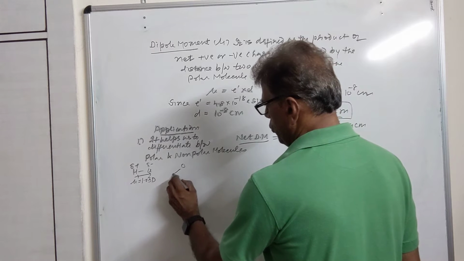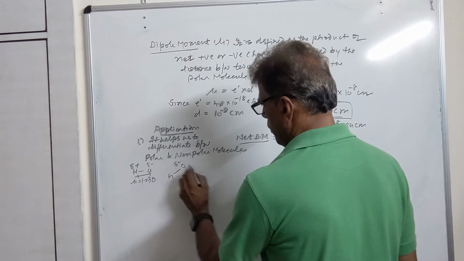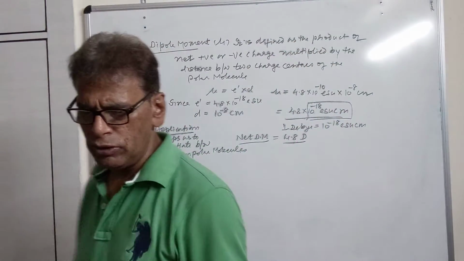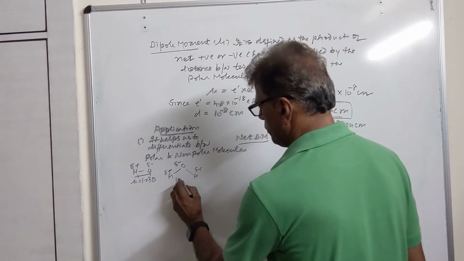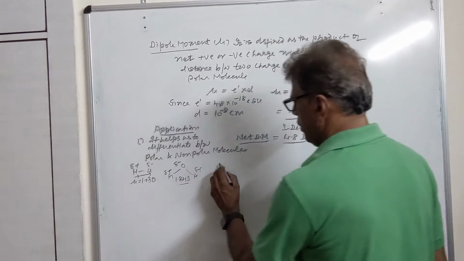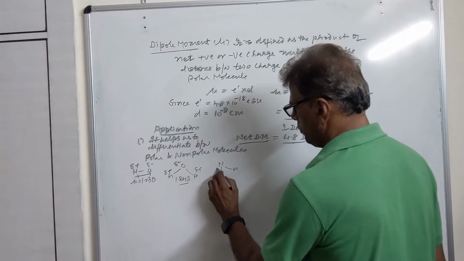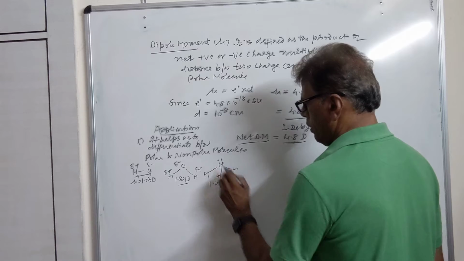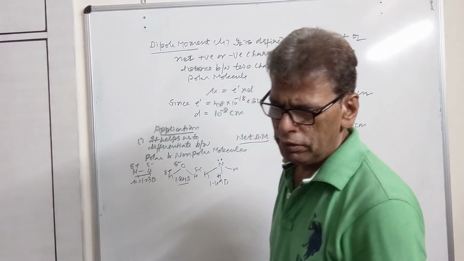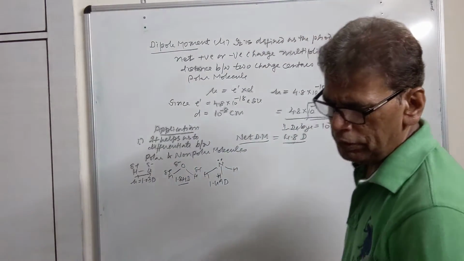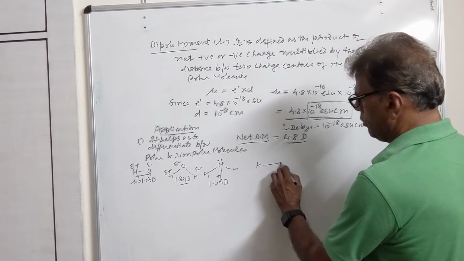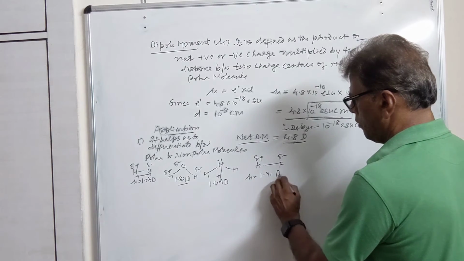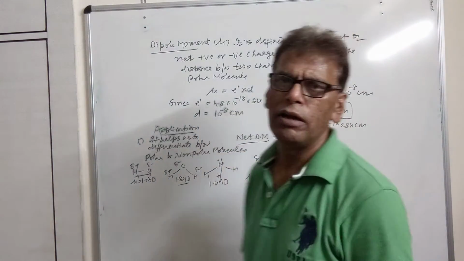Then we have H2O. The dipole moment in case of H2O is 1.84 D. Then we have one ammonia molecule, 1.49 D. It is having one lone pair of electron. Then we have HF, which has dipole moment maximum due to more electronegativity of fluorine, 1.91 D. So these are polar unsymmetrical molecules.